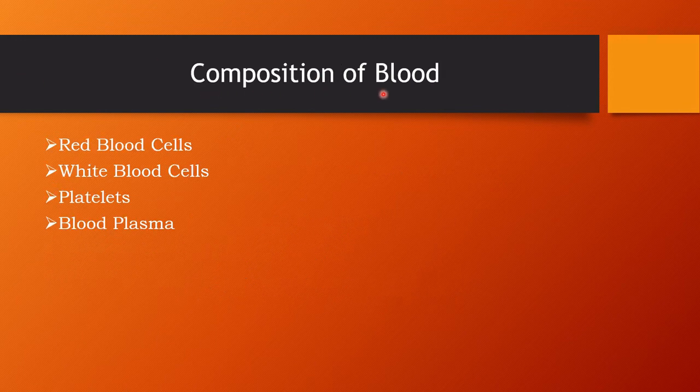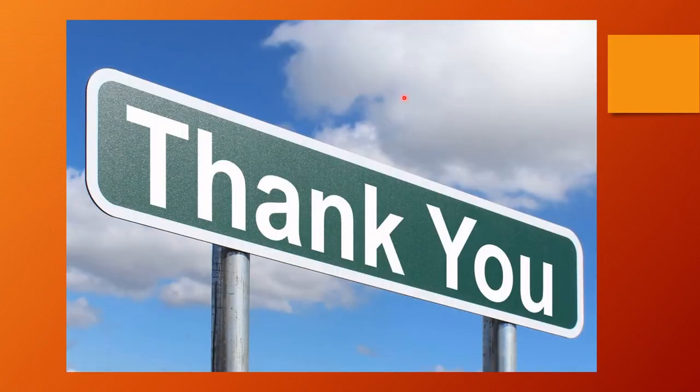Now we'll see composition of blood. So these are the compositions of blood found. So red blood cells, white blood cells, platelets, blood plasma, hemoglobin, nutrients, gases. So this is the composition of blood. So this is all about today's video.